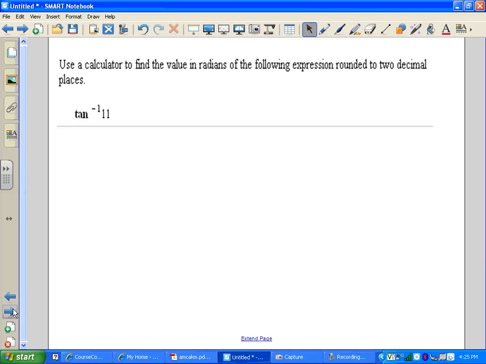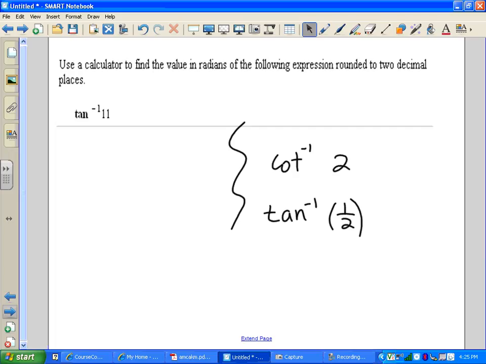But now let's go back to what if we do the inverse cotangent of say 2? And so I can find this one pretty simply by doing the inverse tangent of the reciprocal there, so it would be the inverse tangent of 1/2. Now, that would be okay because those are definitely going to be in the first quadrant. So I could actually just punch that in my calculator.